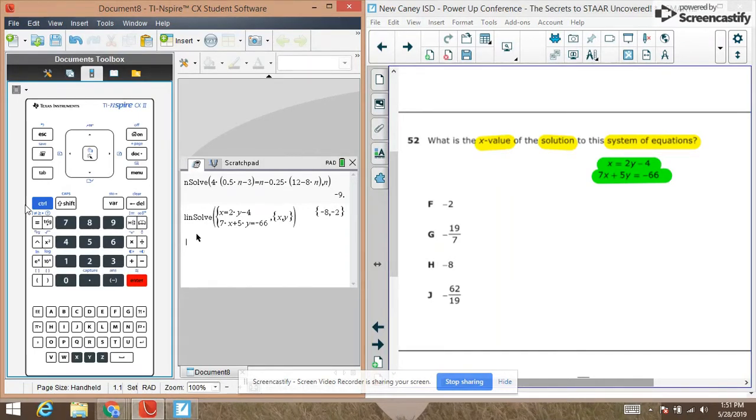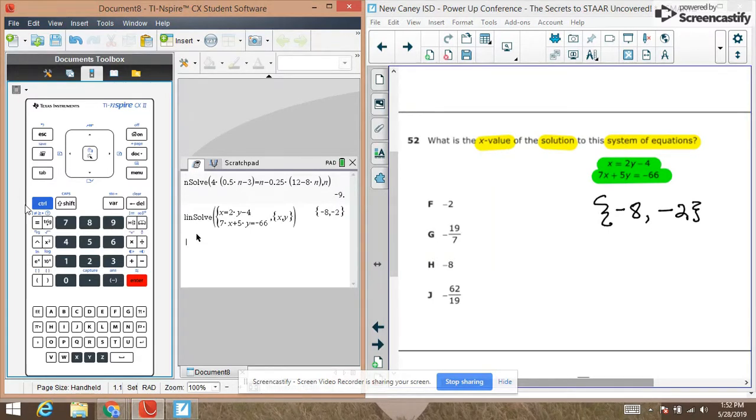You'll notice it told us that the solution to this system was negative 8, negative 2. This means that these two lines intersect at the ordered pair negative 8, negative 2.